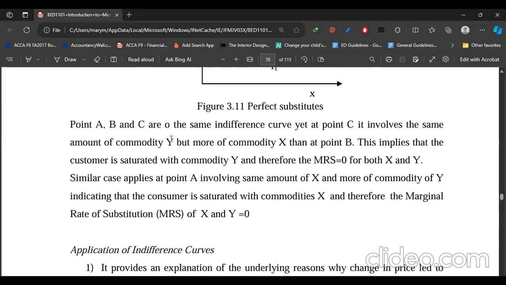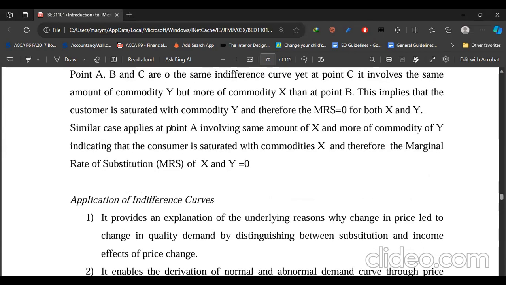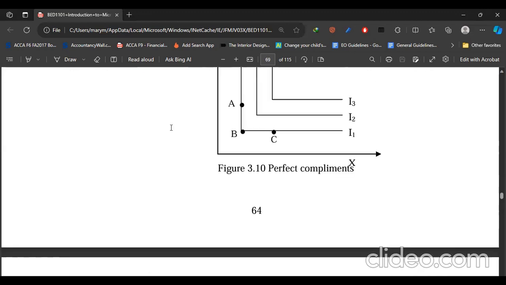We have been told that A, B, and C are on the same indifference curve. Yet at point C, it involves the same amount of commodity Y, but more of commodity X than at point B. This implies that the consumer is saturated with commodity Y, and therefore the marginal rate of substitution is equal to 0 for both X and Y. A similar case applies at point A, involving the same amount of X and more of commodity Y, indicating that the consumer is saturated with commodity X, and therefore the marginal rate of substitution of X and Y is equal to 0. This is what is implied here, right?